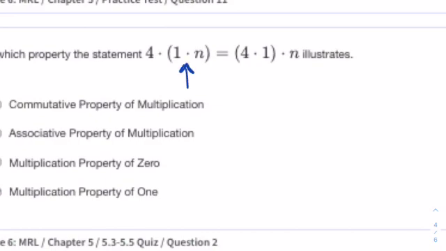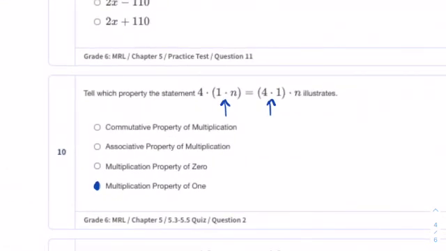Look here, what's in the parentheses? Look there, what's in parentheses. So what has happened? The stuff inside the parentheses has switched. They have reassociated. So this is not the multiplication property of 1. It is the associative property of multiplication because what is inside the parentheses has changed. It was this, and now it's this. Multiplication property of 1 would be like 4 times 1 equals 4 or something like that, like the 1 would disappear.